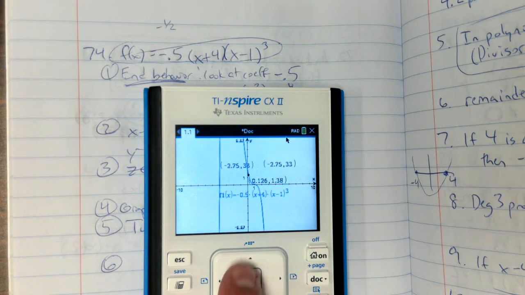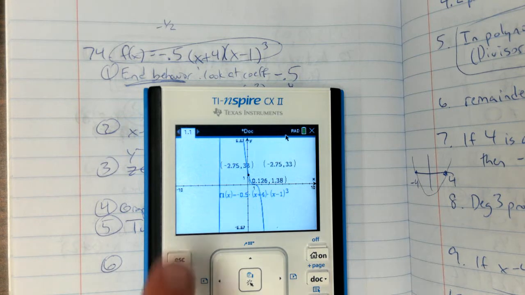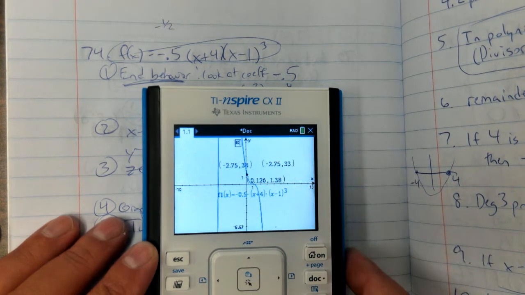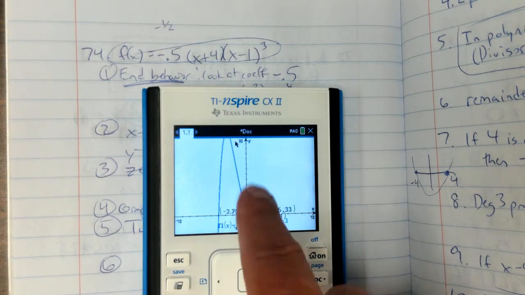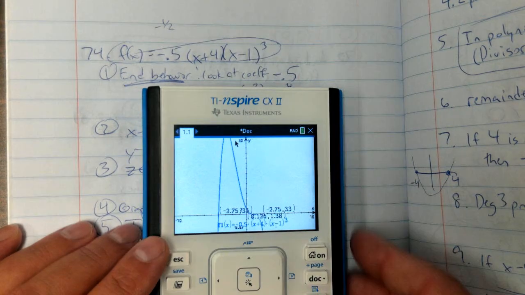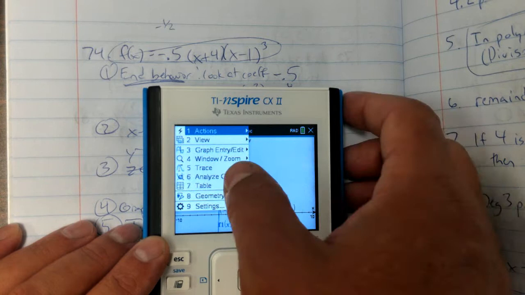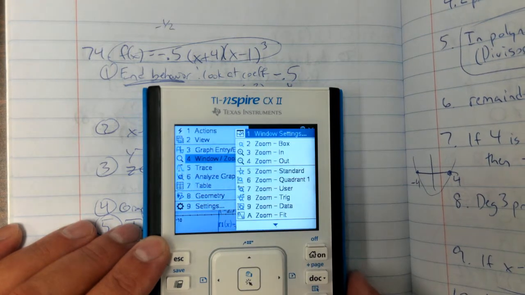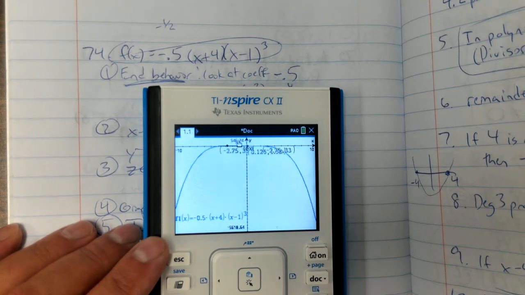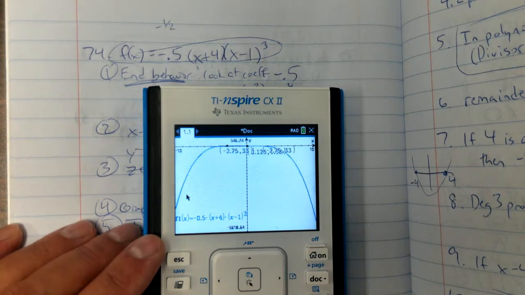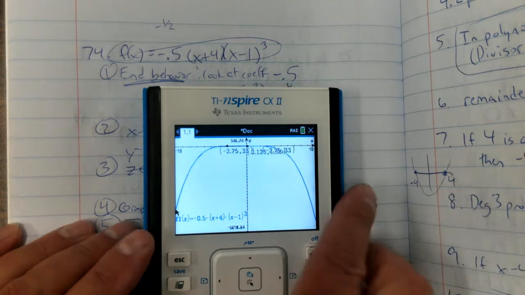So that's going to be your graph. So something happened up here. You can either double click up here to change your window and just guess, like I'm guessing 30, but that wasn't high enough. Or you could do zoom fit. So right now I'm going to do zoom fit. And that looked like that. It's a little interesting.